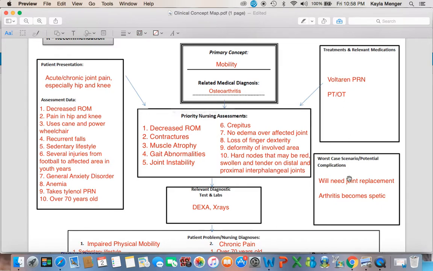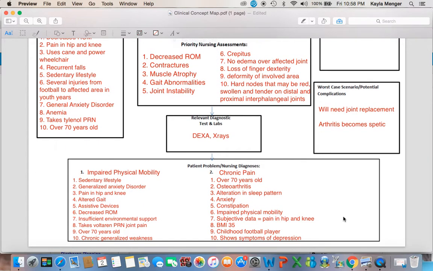From there, I just go down here. Worst case scenario, every worst case scenario is death. So we're advised not to put death because that's really generic. So we want to think kind of outside of the box. If you put death, make sure to put something else as well. So I put that he would need a joint replacement, or maybe it would become septic, because those are complications prior to death. We don't want to get to that point. But of course, that's always a possible effect.